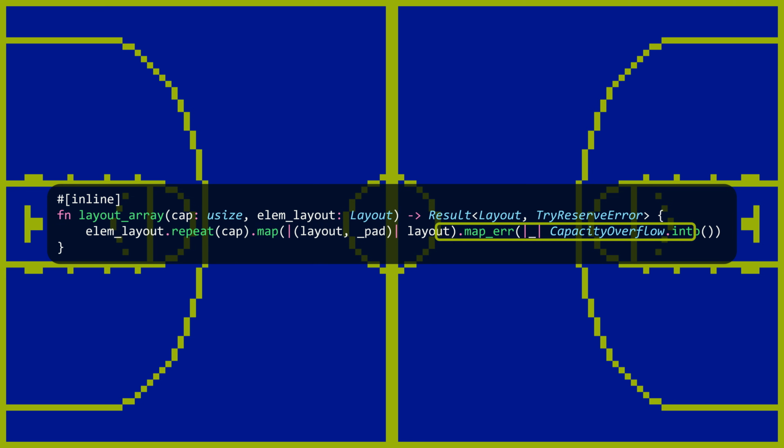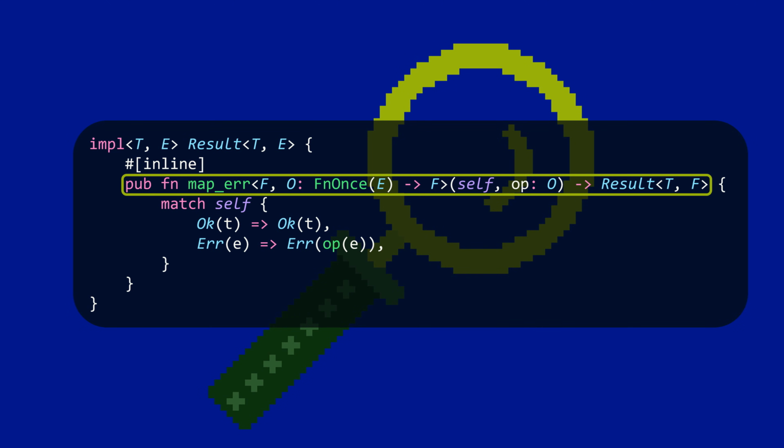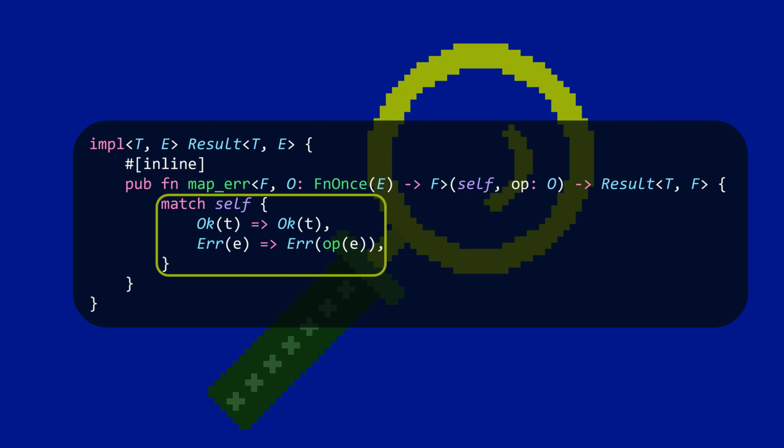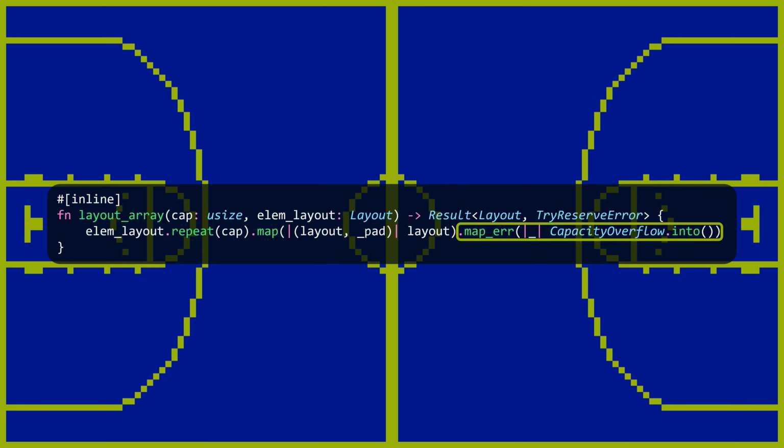Last, we use the map error method, which takes a result T E and maps it into a result T F, using a function op. Notice that the error type changed this time instead of the Ok type. This time, if we feed it an Ok variant, it returns the same Ok. If we feed it an error, though, it applies op to the value inside. So we use map error to replace the returned error with capacity overflow.